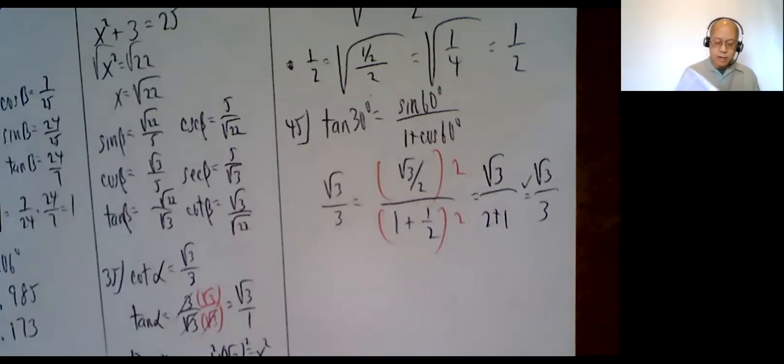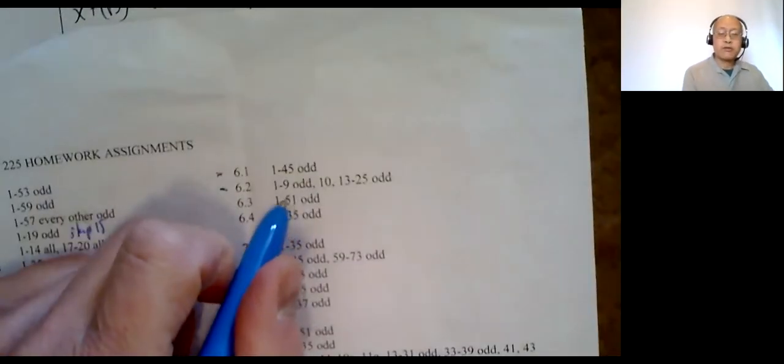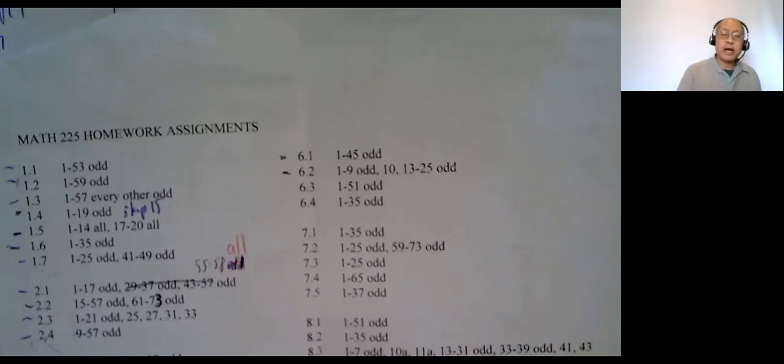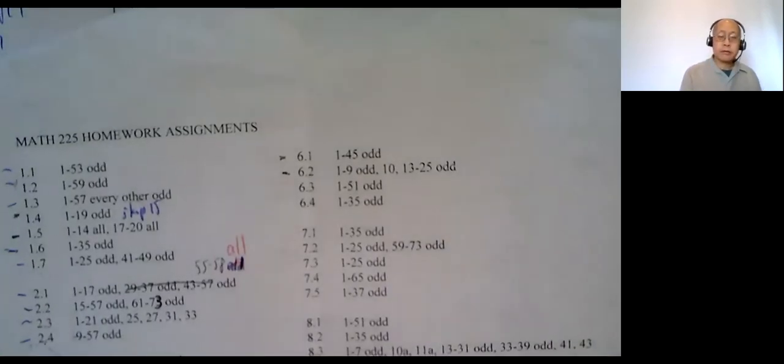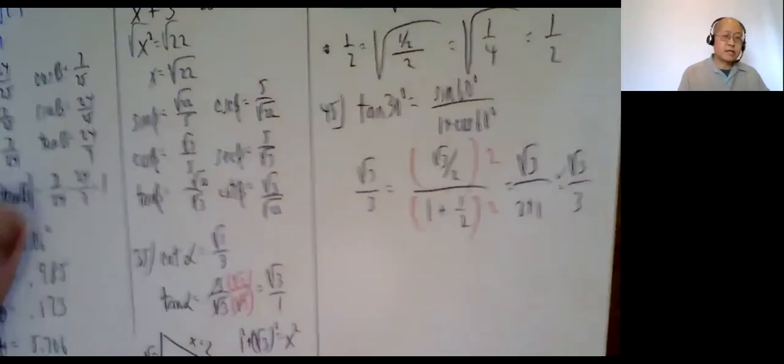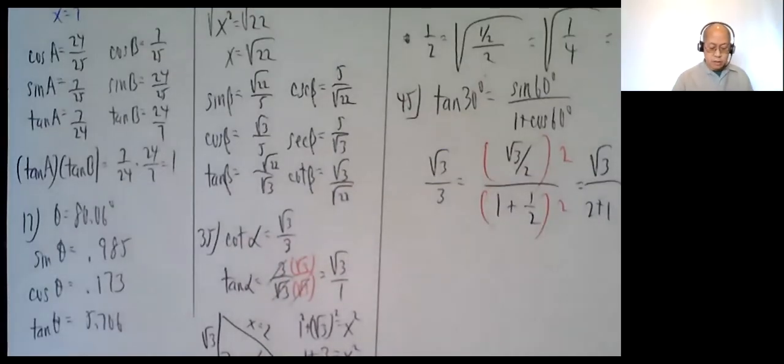All right, so I've given you everything I wanted to for 6.1. And I'm ready to start 6.2. We have 1 and 9, 10, 13, and 25 odd. Okay, so these are applied problems with trig. They're word problems for the most part. But essentially, it's still doing a lot of Sohcahtoa. Okay, so let me show you 6.2.